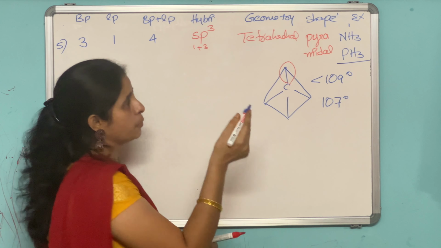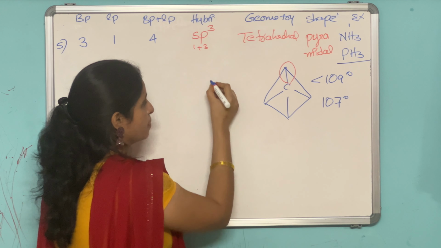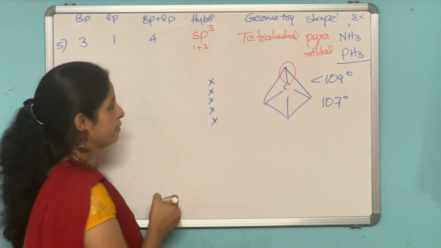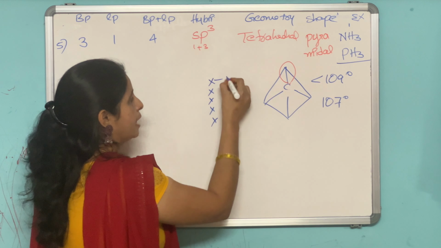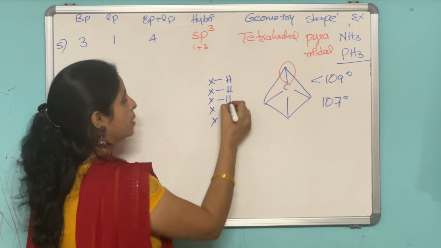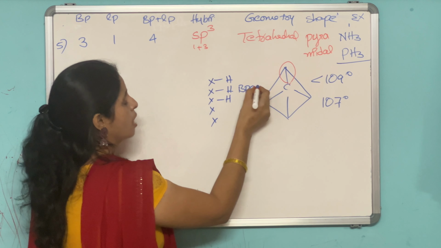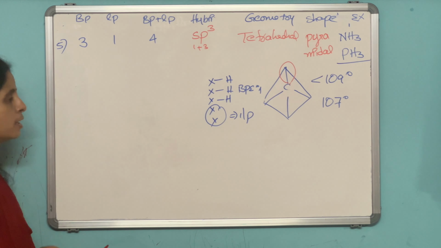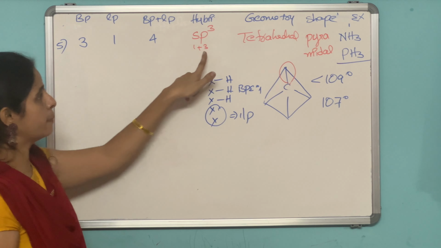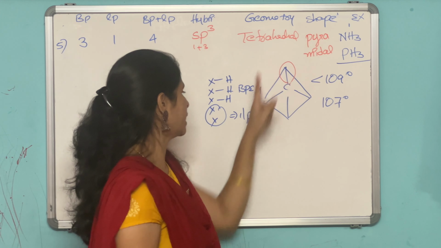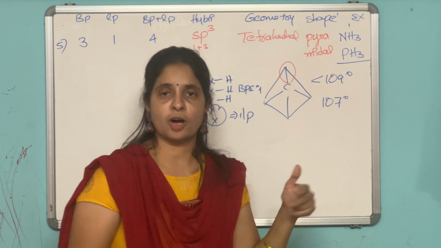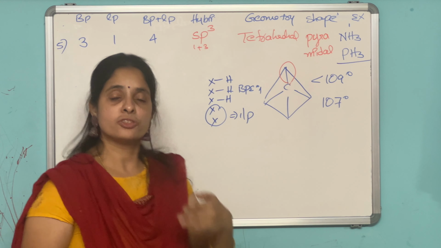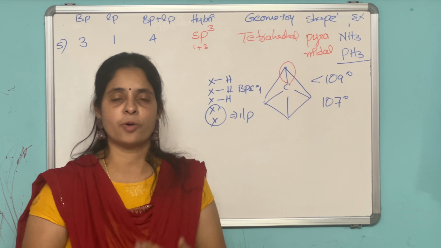So first you calculate, you take NH3. NH3 means the central atom is nitrogen, which belongs to the fifth group, 5 cross marks, and 1 hydrogen for each cross mark. How many bond pairs? 3 bond pairs of electrons and 1 lone pair of electrons. So 3 plus 1, 4, hybridization sp3, tetrahedral geometry. Because of the lone pair, there is a distortion in the geometry from tetrahedral to pyramidal. So distortion in the bond angle, decrease in the bond angle.